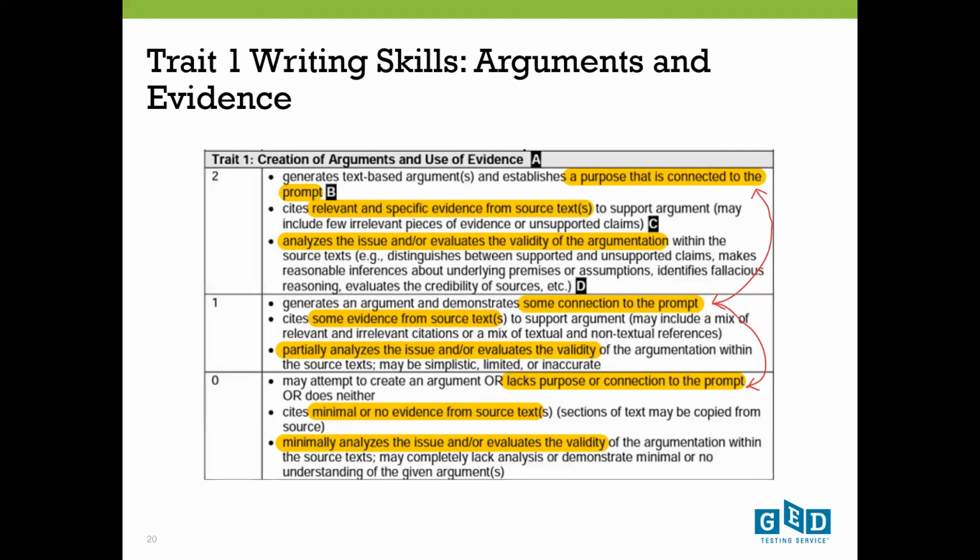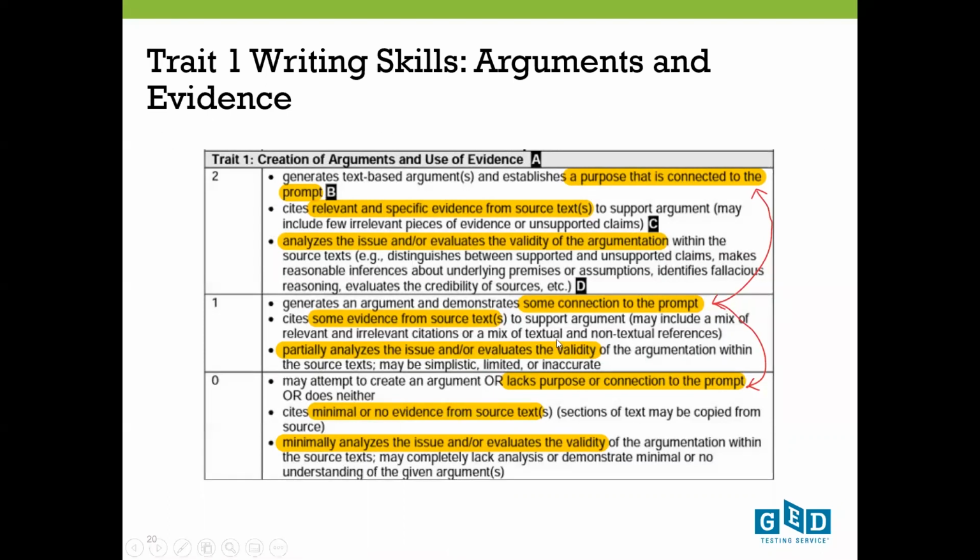And then if you look at a 0, their argument lacks purpose or lacks any connection to the prompt. So you can see that clear stair step across the score points. So if we look at the next dimension, the student at a 2-point level cites relevant and specific evidence from the source texts. At a 1-point level, they might be citing some evidence from the source. And at a 0, they have minimal or no evidence at all from the source.